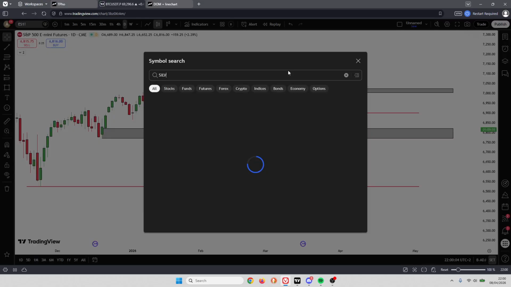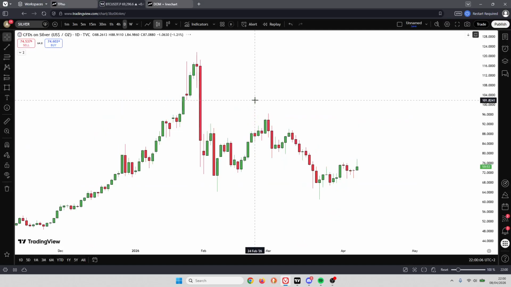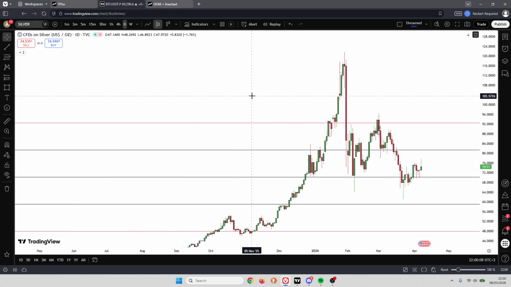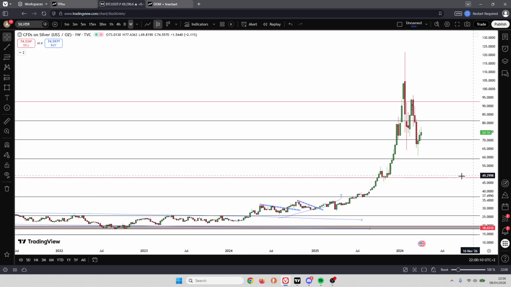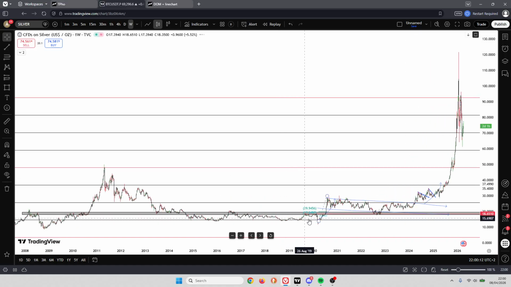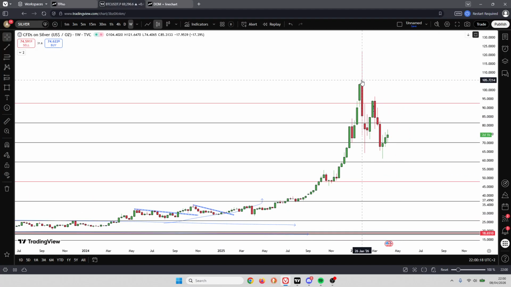So next thing I want to look at, silver. I always liked silver here. When did I start buying silver? Around here, right? Where did I add aggressively? Here. Where did I start selling? You guessed it, above 105.